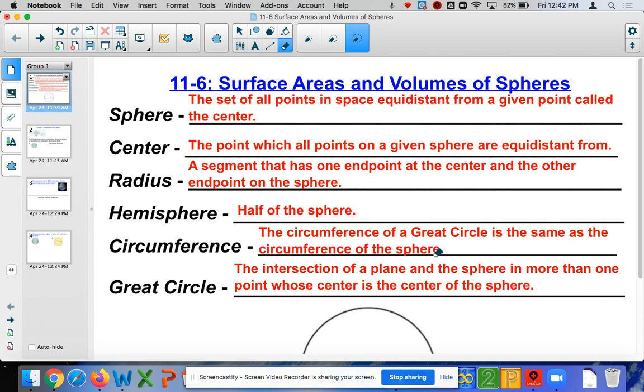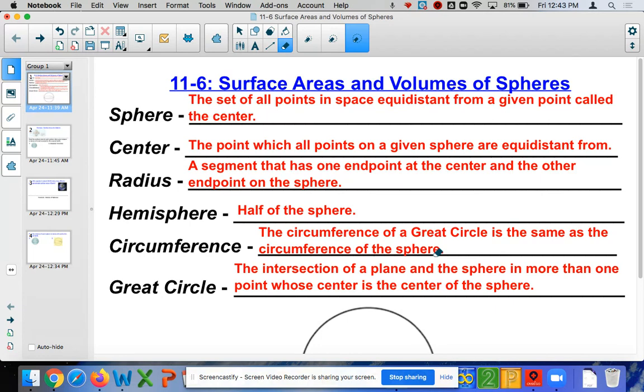A sphere is the set of all points in a space equidistant from a given point called the center. And the center, by extension, is the point which all points on a given sphere are equidistant from. The same distance from that one point. The radius is a segment that has one endpoint at the center and the other endpoint on the sphere. A hemisphere is just half of the sphere.